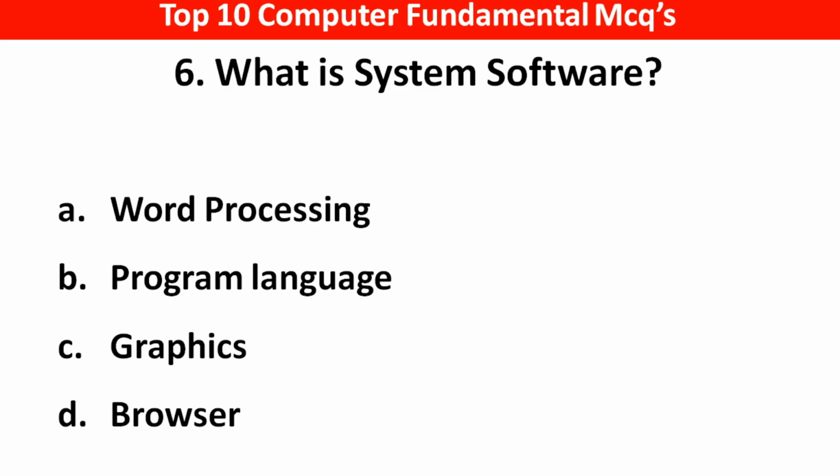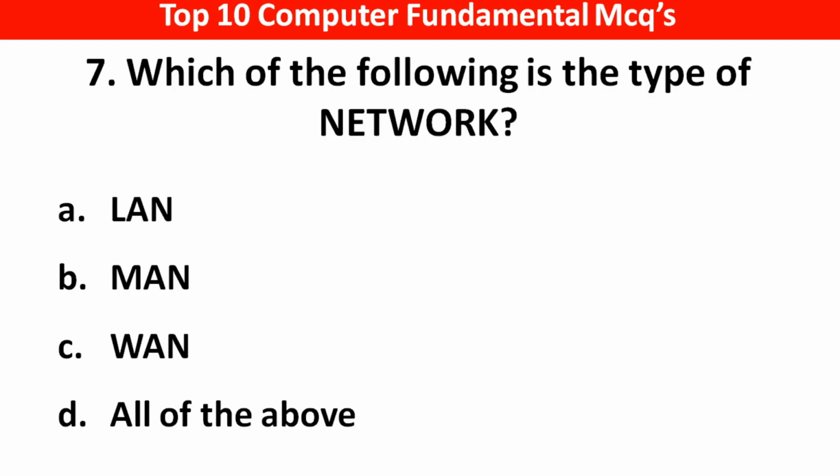Options: A word processing, B program language, C graphics, D browser. Right answer is option B program language. Next question, which of the following is the types of network?